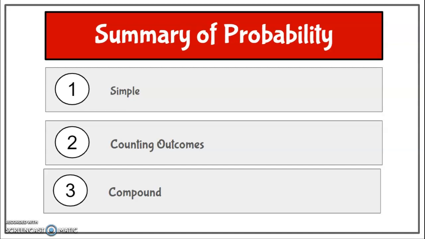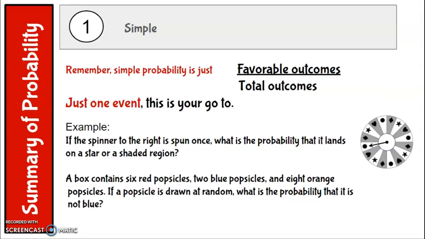In this video, I'm going to provide a brief summary of the probability unit in one big, beautiful package tied up with a bow, hopefully, for you. So the first thing we're going to talk about is simple probability, and then we're going to talk about how to count outcomes, and then we're going to review how to find compound probabilities.